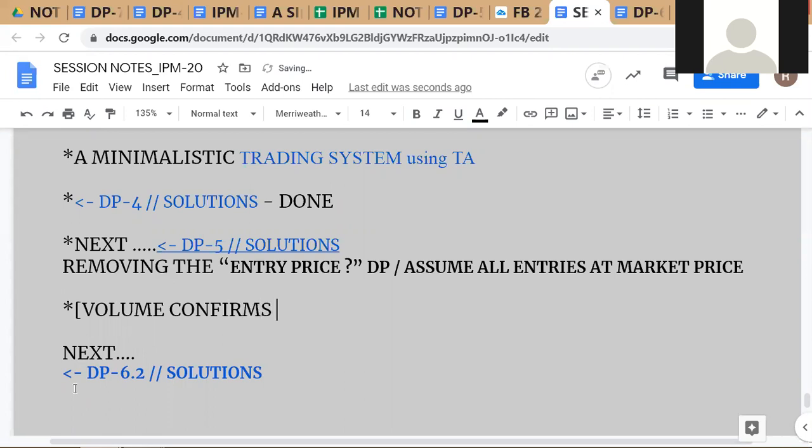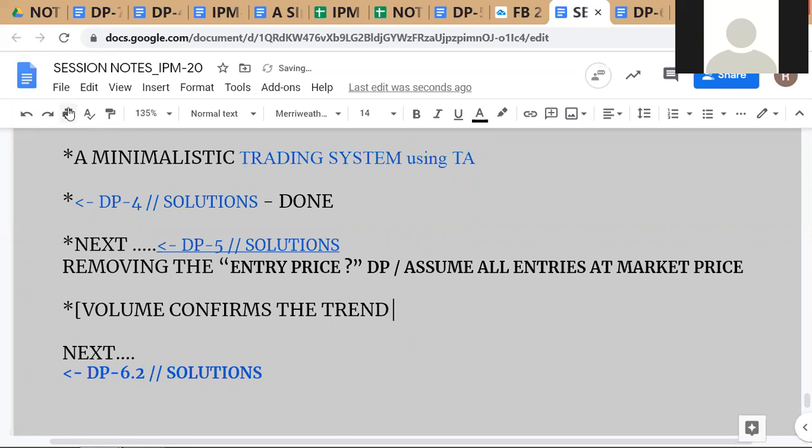Volume confirms the trend. This is the principle. You can read more about volume. I think it's chapter 12 of the Perry Kaufman book, which is in your finance reference. If you check with Siddharth, I had given him a response with the chapter number. There's a chapter on volume in the Perry Kaufman book, and you can read that. But I'll just give you the general principles. Volume confirms the trend.